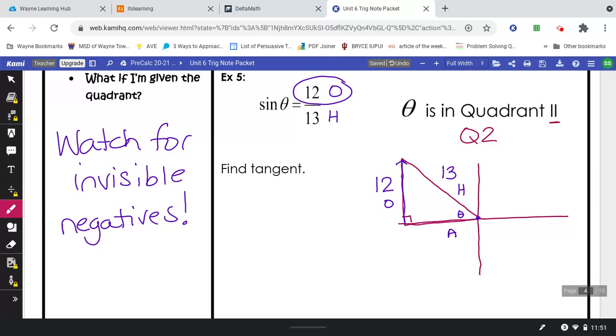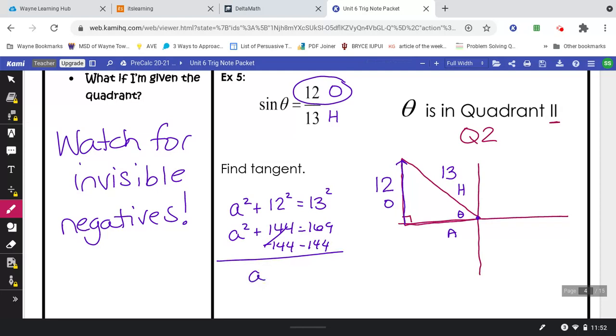And then I just need to find my missing side. Back to Pythagorean theorem. I'll do this one pretty quick because I think you guys are familiar with Pythagorean theorem. And square root at the end to get 5.